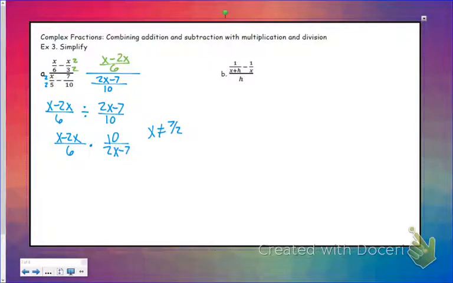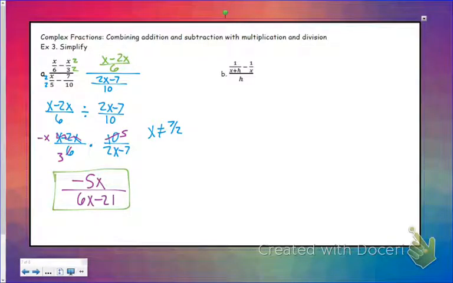I can simplify my 6 and my 10. Multiply across the top. Whoops, let me actually simplify this top right here. This is a negative x. I can just combine my like terms on that one. And then I end up with negative 5x over 6x minus 21. And again, remember, canceling rules. You cannot cancel those x's. We cannot do that, so don't try that.